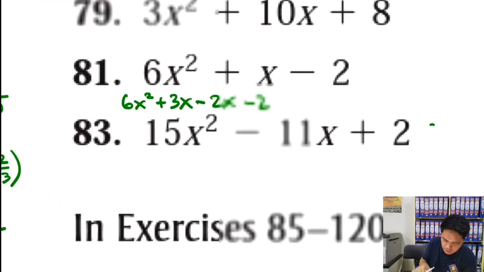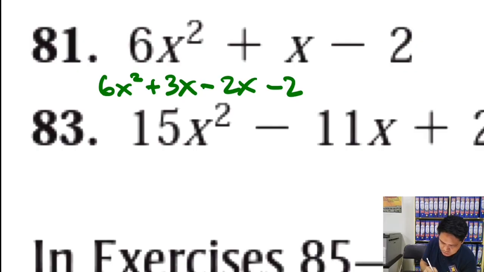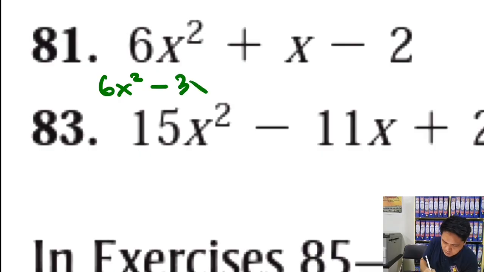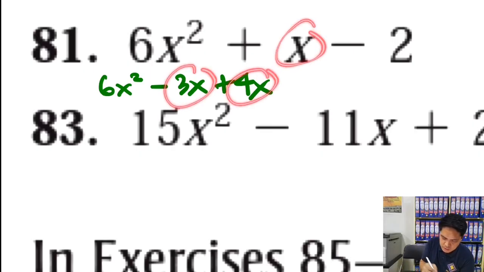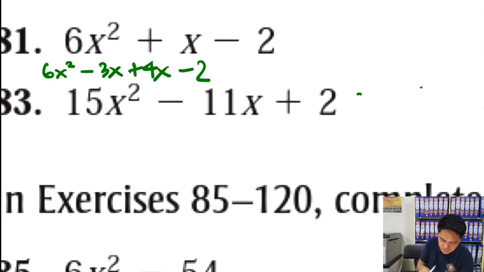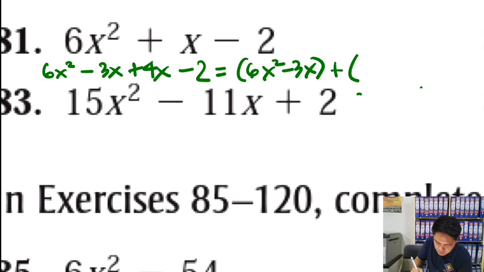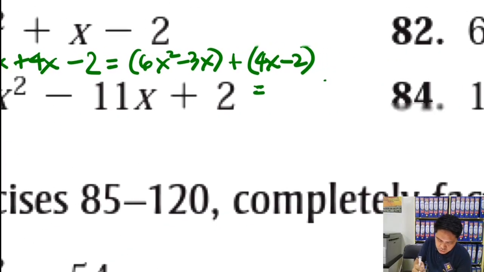How about if I use minus 3 na lang? Minus 3x. So, para maging x siya, I need to add 4x. Because minus 3x plus 4x is x. Minus 2. So, I'll try this one. Baka kaya. So, I'll group 6x squared minus 3x, plus I'll group 4x minus 2. Okay? Eto. Parang may magandang future to.